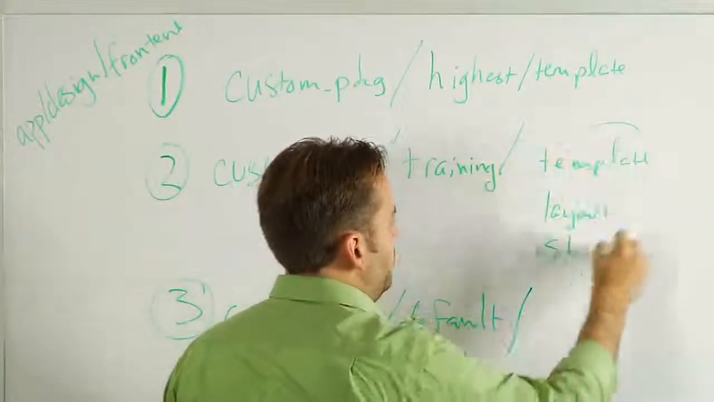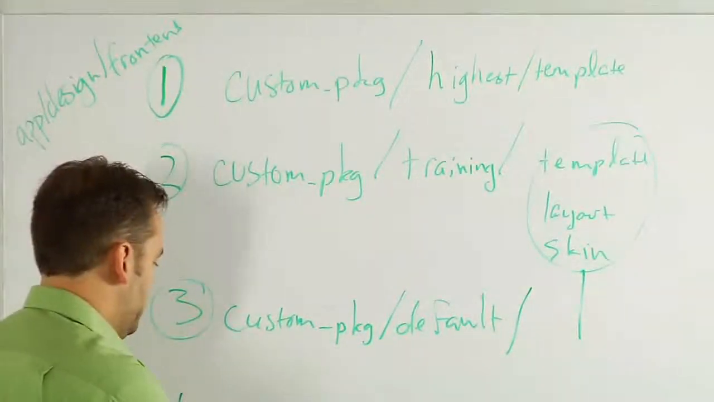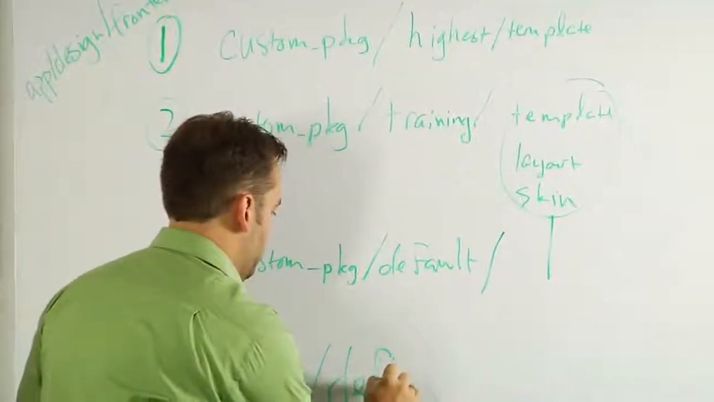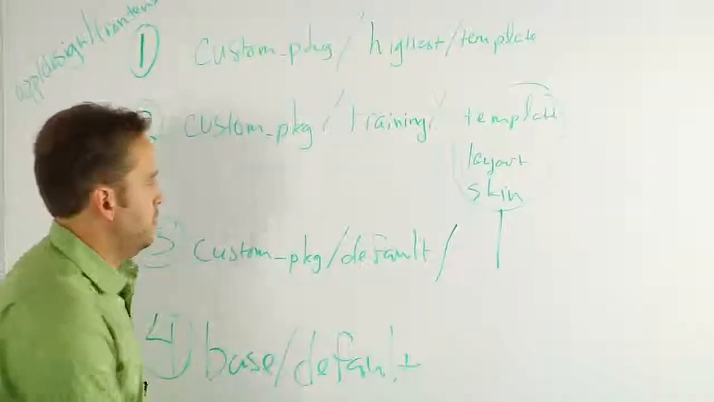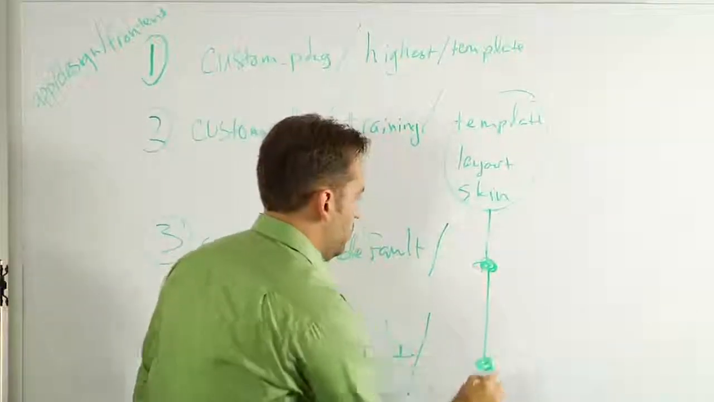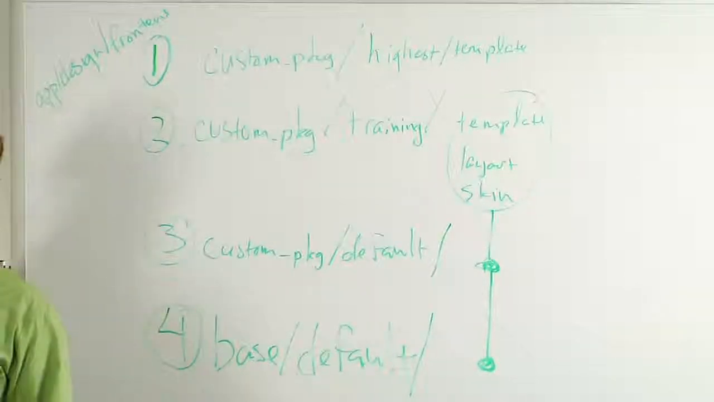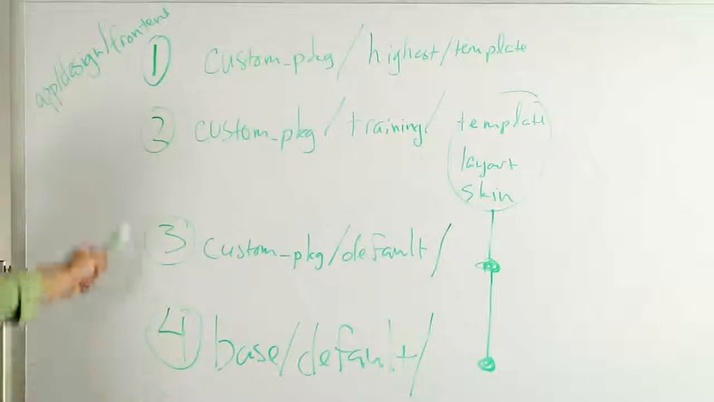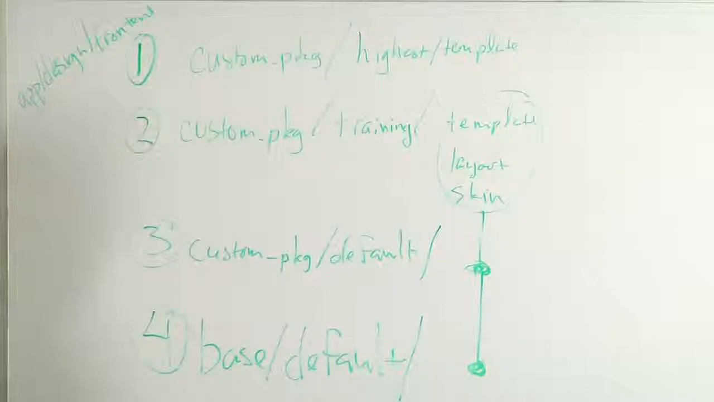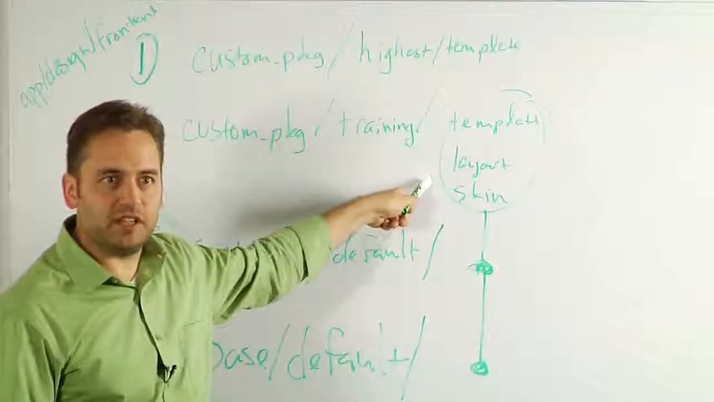And again, template, layout, skin. Not found there, base default. And doop. Okay. That is fallback in Magento. And again, you can configure it in each scope. Yeah. And it happens for every single template file you have in your layout XML. Every single template file, every single layout, every single skin.